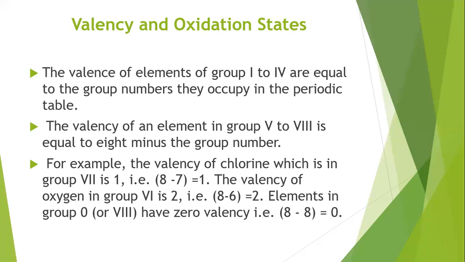Now the valence of an element in group 5 to 8 is simply 8 minus the group number. Take an example, the valence of chlorine, which is in group 7, is 1. This means you take 8 minus 7, you get 1. So the valence of chlorine is 1. Then the valence of oxygen, which is in group 6, is 2. This means that you take 8 minus 6, you get 2. Also, the elements in group 0, that is group 8, have 0 valence. Simply when you take 8 minus 8, that is equal to 0.